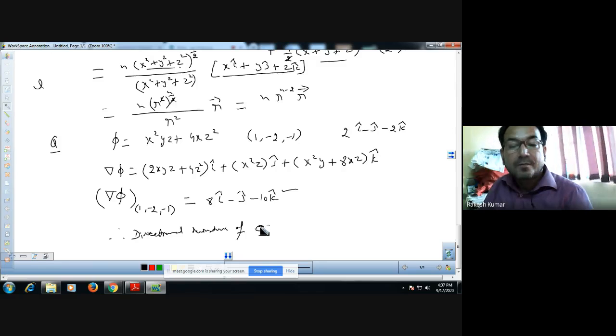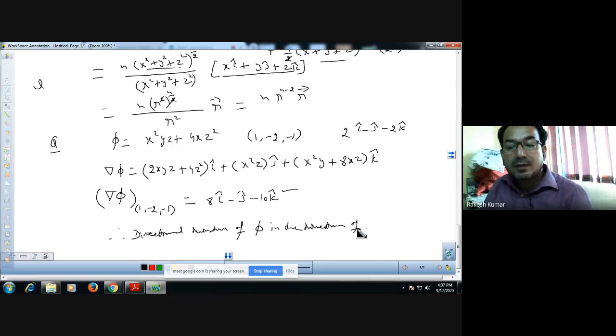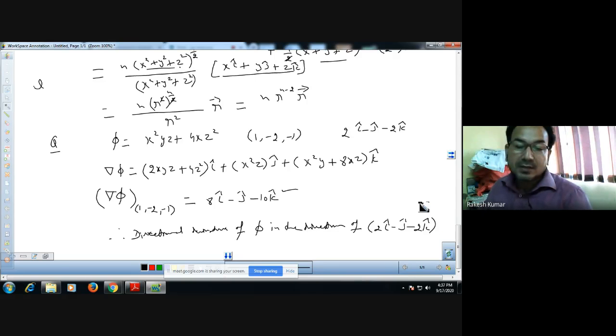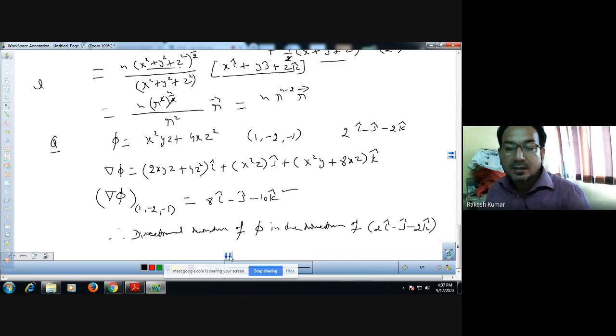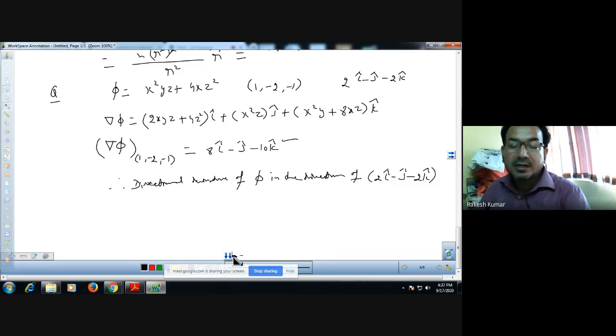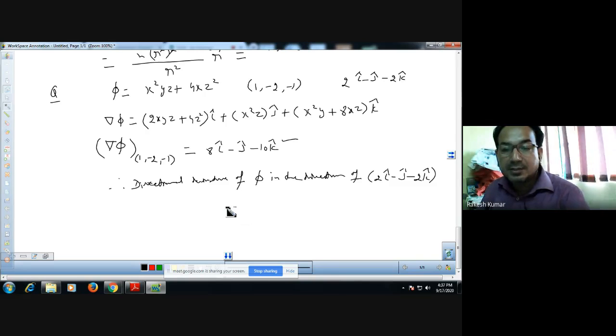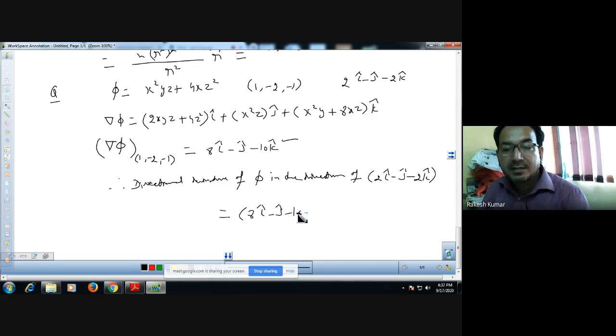of phi in the direction of the given vector. The vector is 2I cap minus j cap minus 2k cap. So this is the vector given to us, and we need to find out the directional derivative. The procedure, as we have discussed earlier, uses the gradient, that is 8I minus j minus 10k.